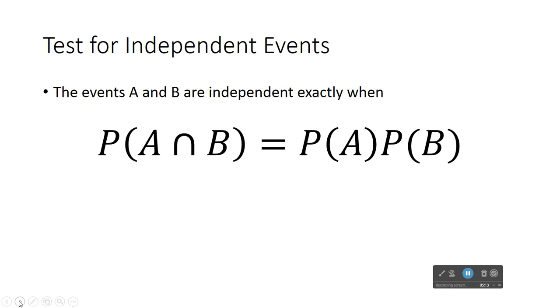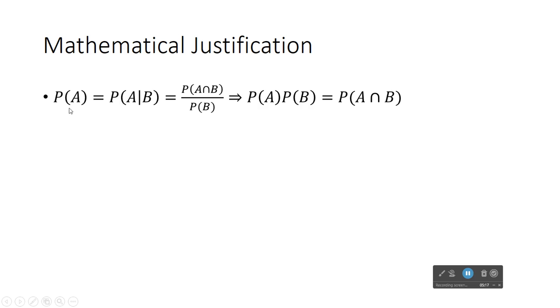Let's do some mathematics to justify this. The mathematical justification, well, let's make the assumption here that the probability of A is equal to the probability of A given B. Well, we did the calculation earlier that the probability of A given B is equal to the probability of A intersection B divided by the probability of B. That's our conditional probability formula, and it's always true regardless of whether the events are independent or not. Okay. So that gives us that this is equal to this, and so I can multiply both sides by the probability of B and get this right here.